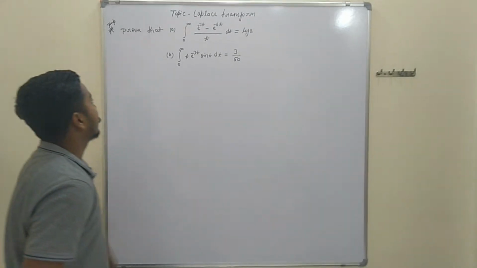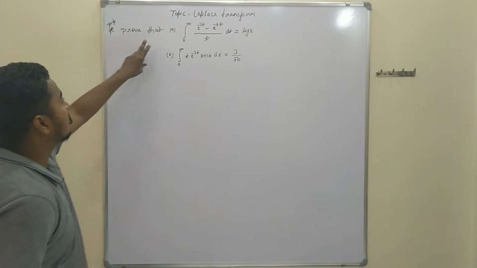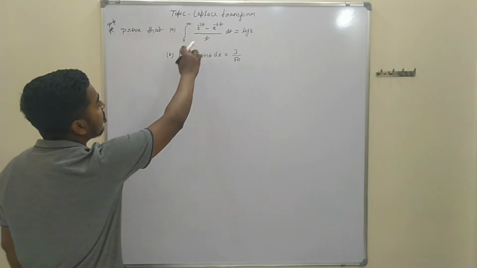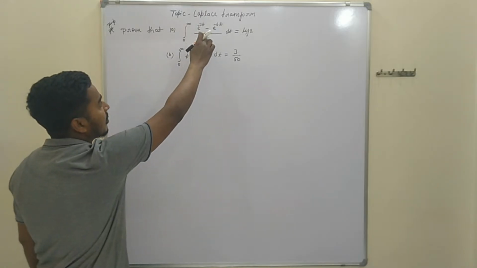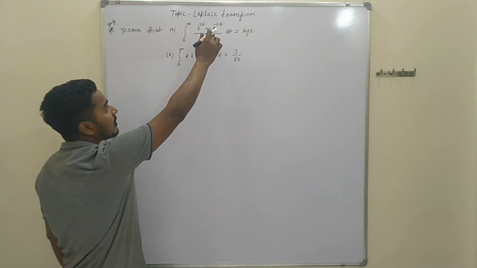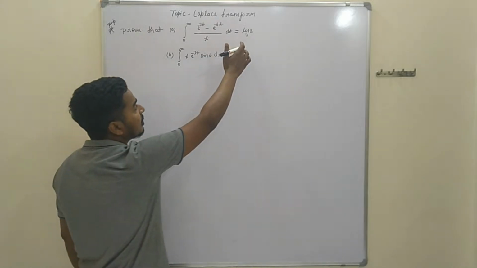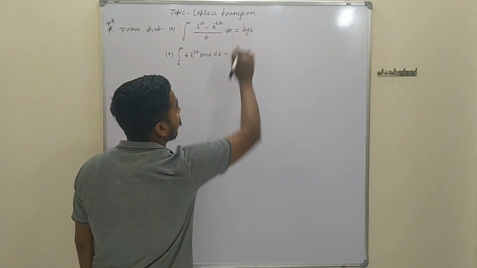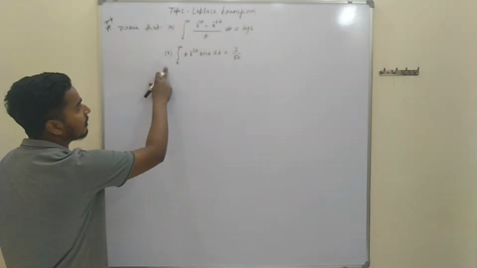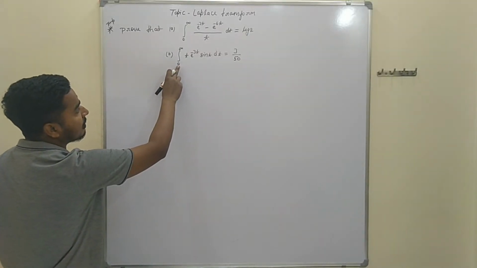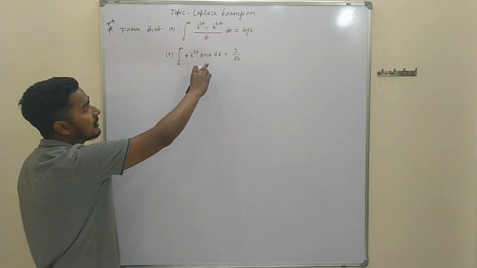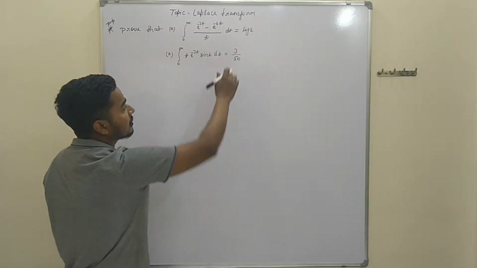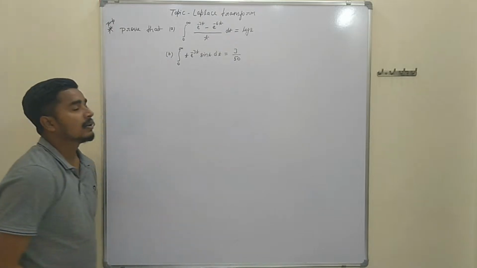The question is given. Here are two questions. Prove that the first is the integral from 0 to infinity of (e to the power minus 3t minus e to the power minus 6t) upon t dt, and we have to show that it is equal to log 2. And the second question is the integral from 0 to infinity of t times e to the power minus 3t sin t dt, equal to 3 upon 50. Let's solve the problem.